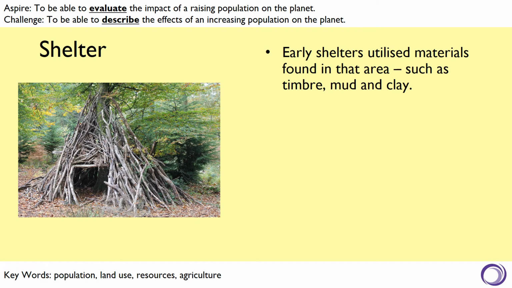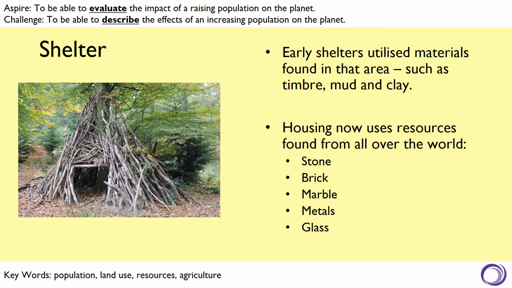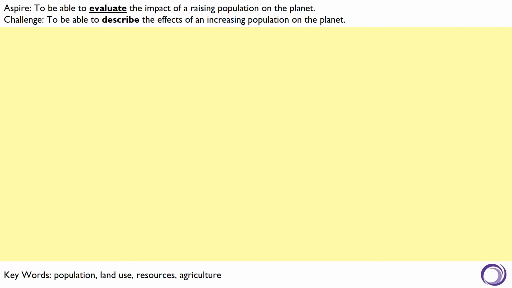Now, shelter. Early shelters utilised material found in that area such as timber, mud and clay, whereas now our houses use resources from all over the world. We use stone, brick, marble, metals, glass, as well as wood still, but now the resources that we use to build our homes are imported from every continent on the planet.